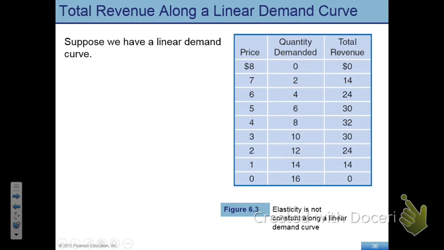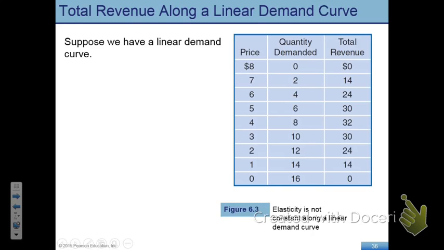Data on some really basic information about price and quantity demanded. At different prices, we are looking at the level of quantity demanded of the firm. So when the price was $8, there was no quantity demanded. The price was so high that nobody was buying anything. When the price is 0, quantity demanded is 16, but there is no revenue, right? Because even if people buy a lot, if you are not charging anything, you are not getting any total revenue.